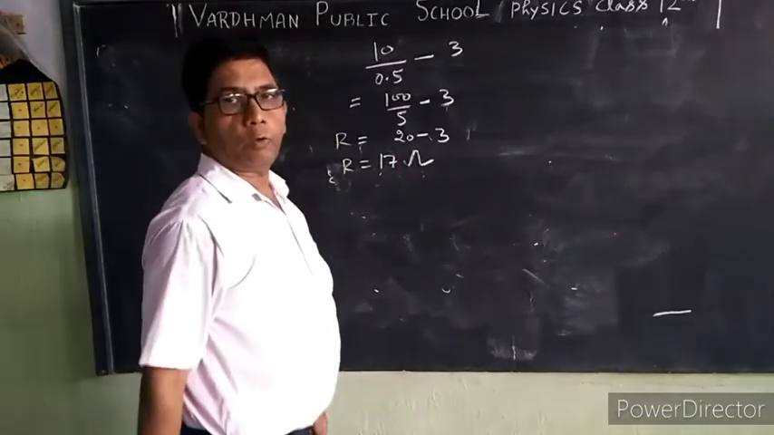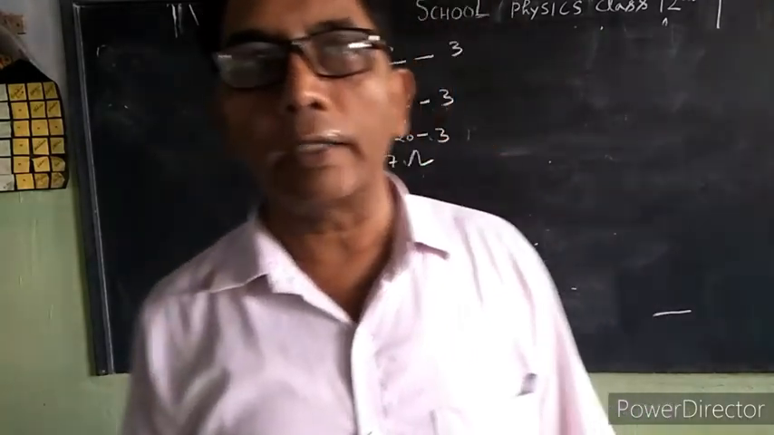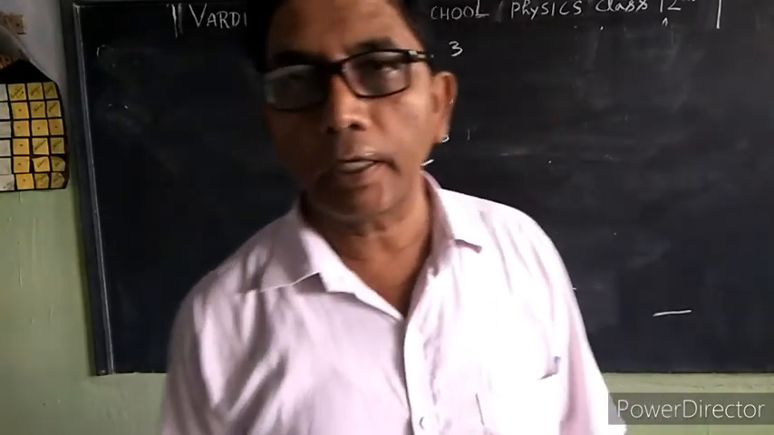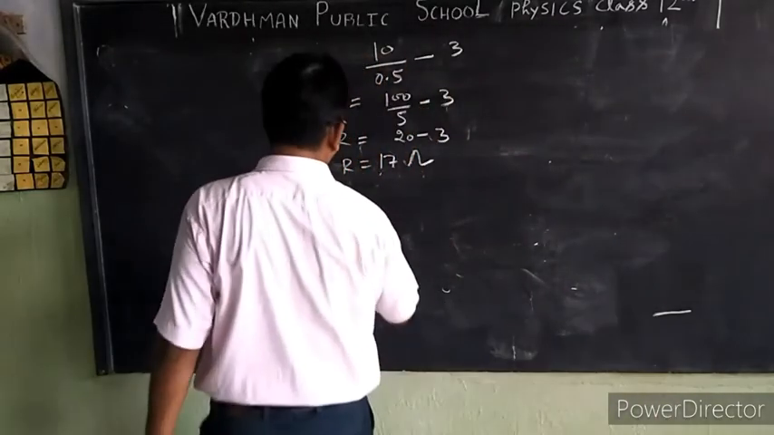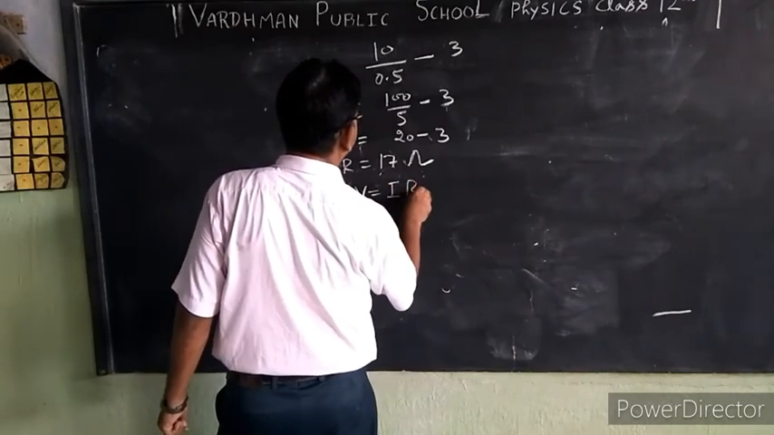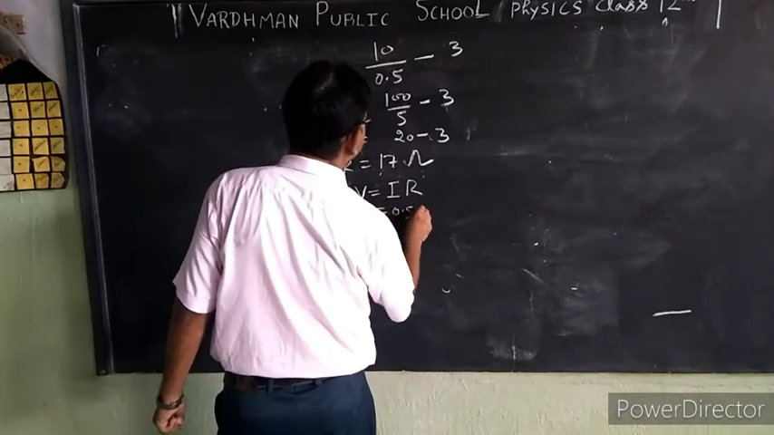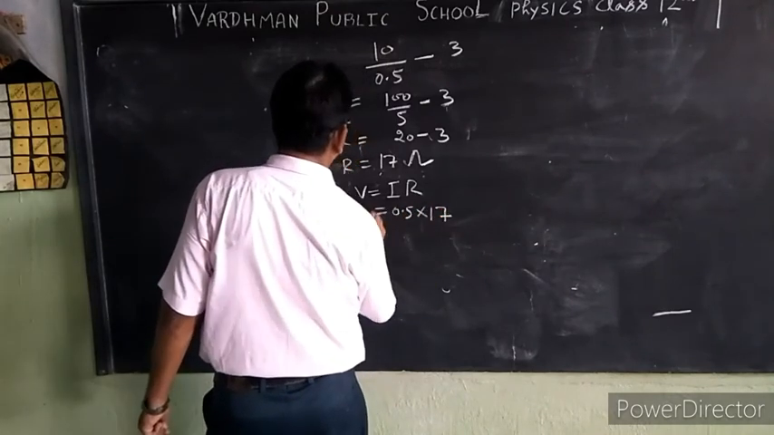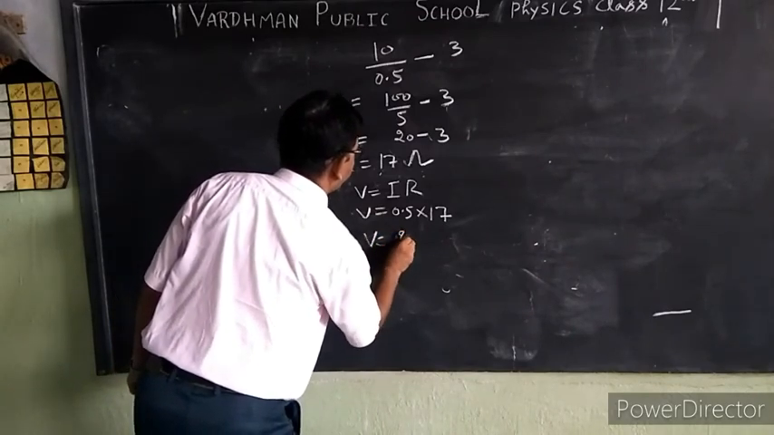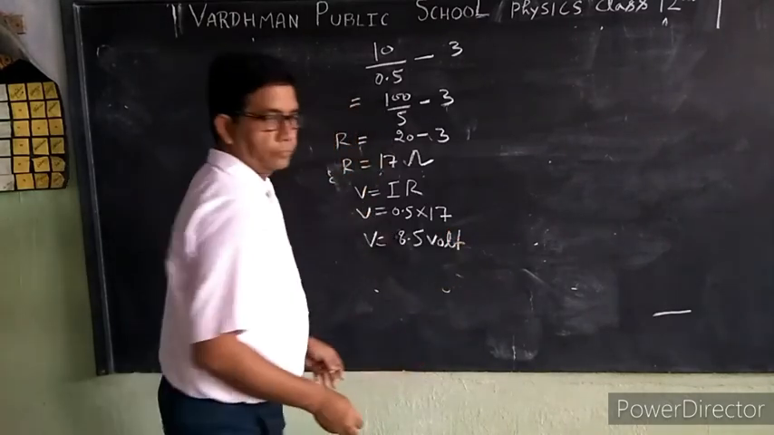Now by Ohm's law we know that potential difference V is equal to I R, where V is the potential difference, I is the current and R is the resistance. I is 0.5 ampere, resistance 17, thus V is equal to 8.5 volt. Thank you.